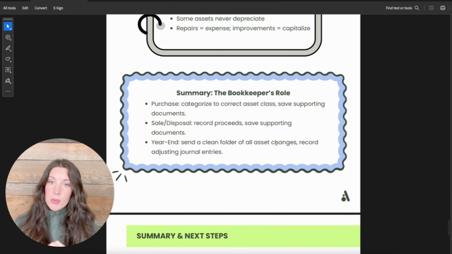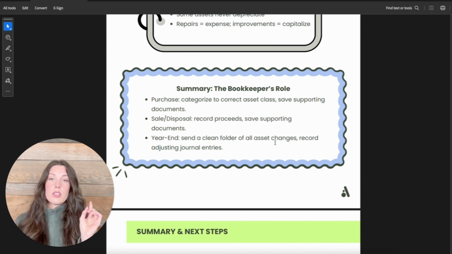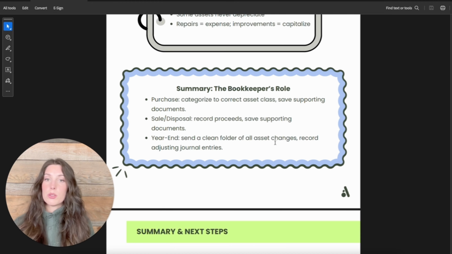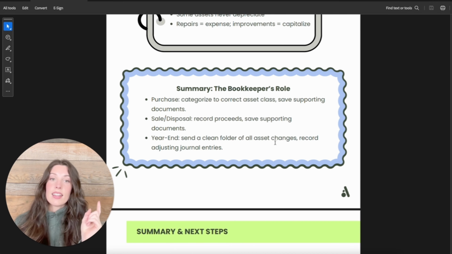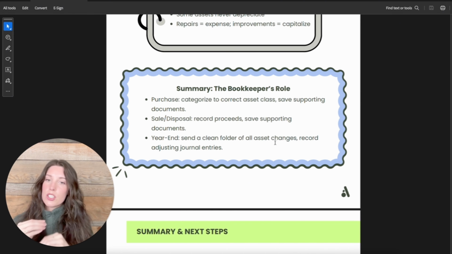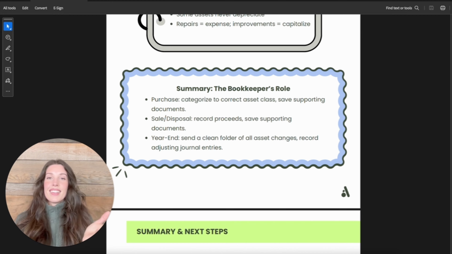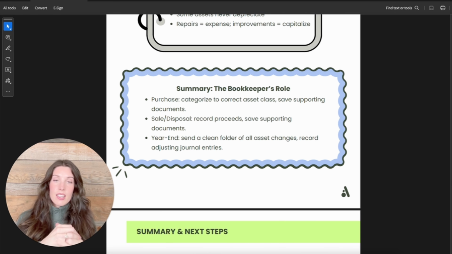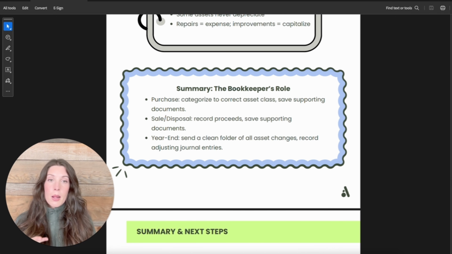In your role as a bookkeeper, when something is purchased, you're going to categorize it to the correct account and save the supporting documents. When an asset is sold or disposed of, you are going to record the proceeds and save supporting documents. And then at year end, you're going to send that folder to the accountant. And at the end of year end, you are going to enter the adjusting journal entries that the accountant has provided. And that's it. Depreciation and amortization can become complex, but this is all of the information that you as a bookkeeper really need to know. And then the accountant will handle the rest.